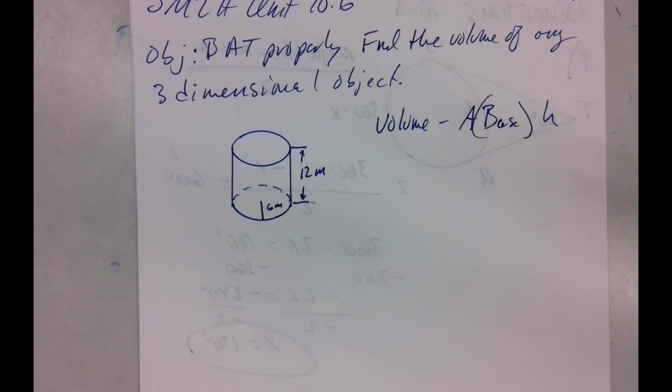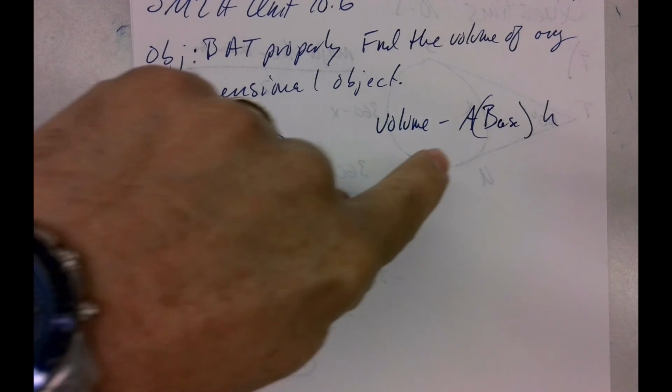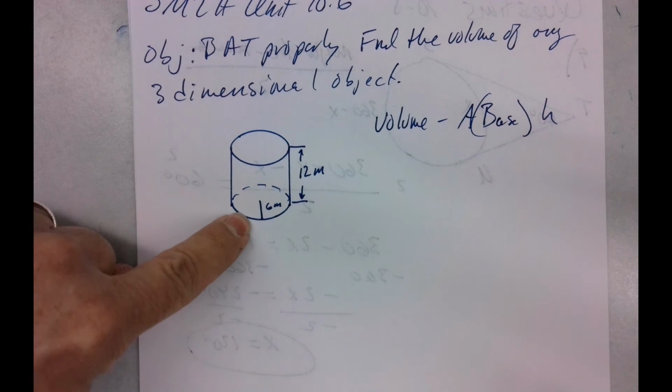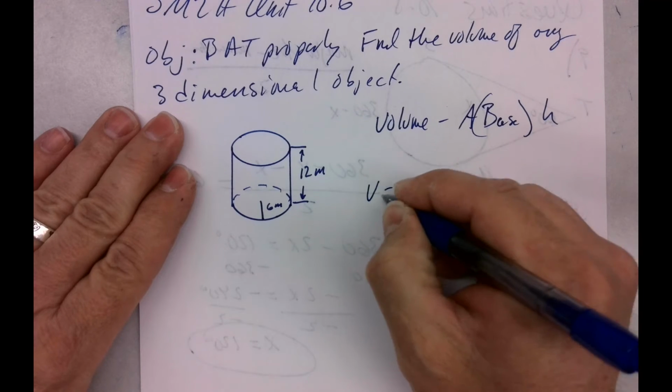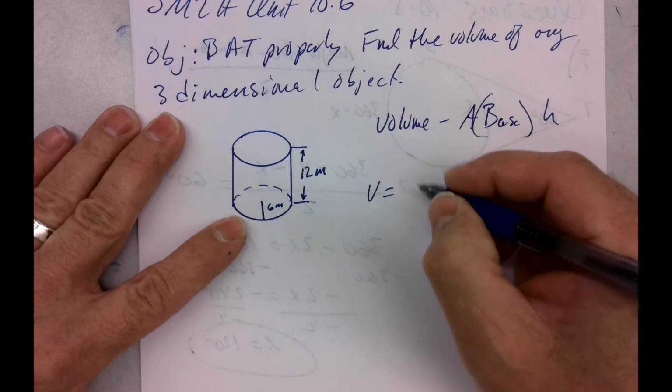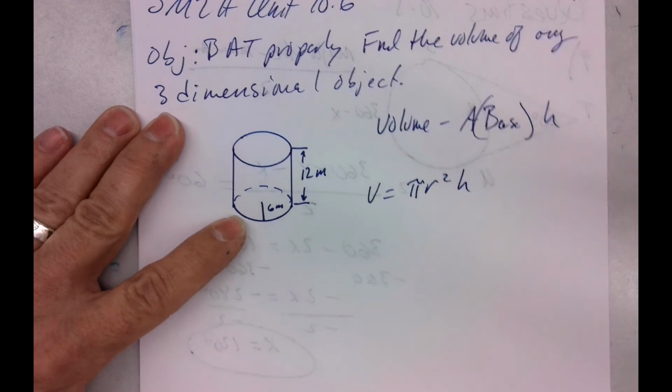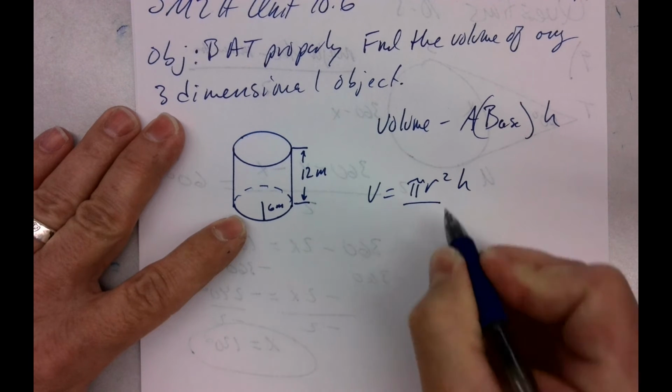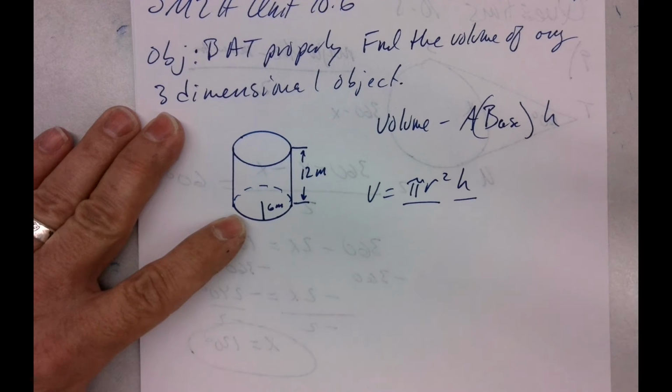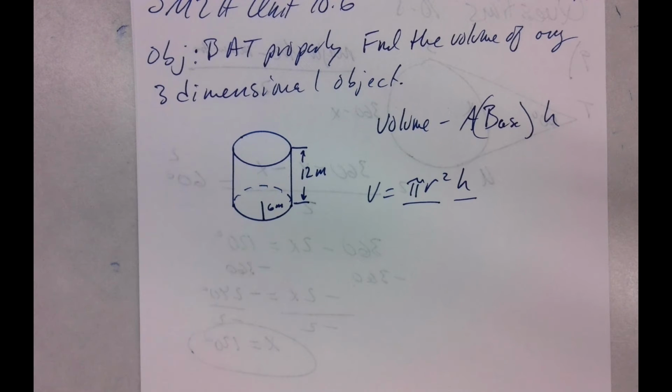That works for what they call a prism, where my side is perpendicular to my base. I simply find the area of that base, times it by the height. Well, we know how to find the area of a circle already, right? So I should be able to say volume is, for a cylinder, pi r squared h. The pi r squared is the area of the base. I simply times it by the height. Now, this one gives you everything just laid out.